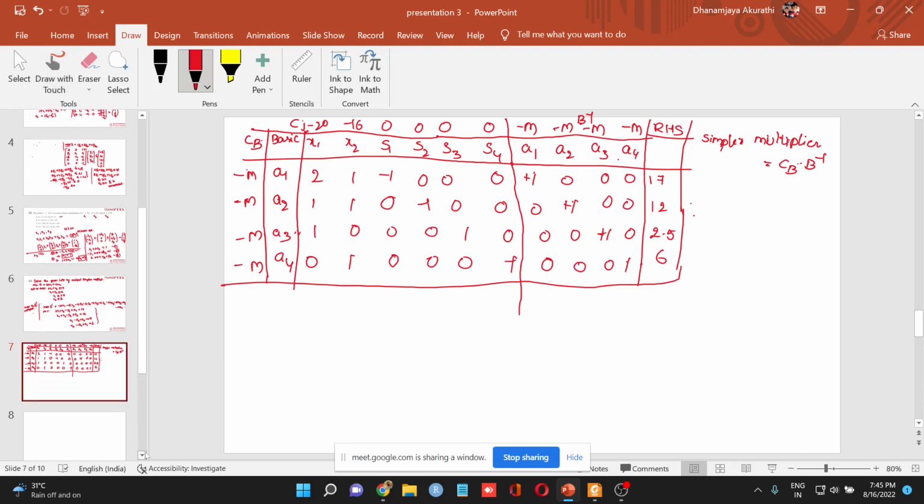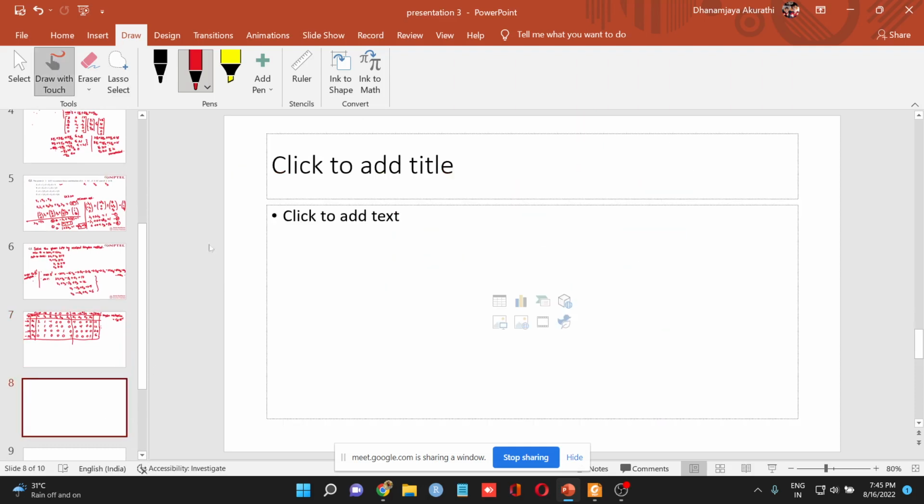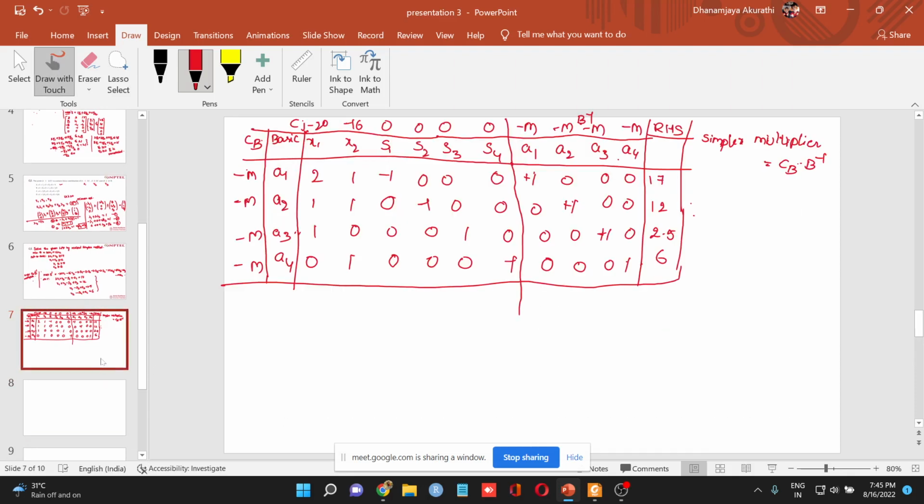Ma'am, we get CB only, no? CB into B inverse, and B inverse is identity, ma'am. So CB into I identity will be CB only, no? So you can get CB only. Yes, of course. CB is minus M, and minus M. So we denote these simplex multipliers as pi, or any symbol you like. This pi contains the 4 elements, minus M, minus M, minus M and minus M.